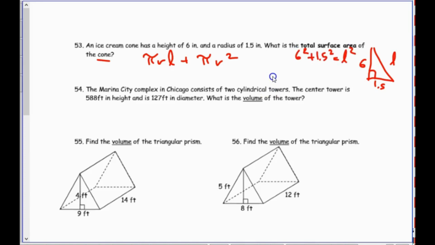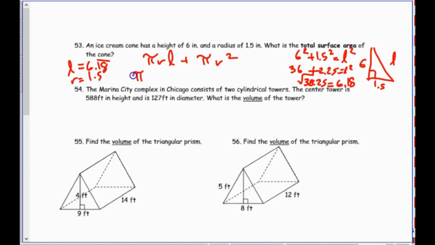So 6 squared, 1.5 squared, so it's going to be 36 plus 2.25. And then we're going to add them up, get 38.25. We're going to square root 38.25. It gives us 6.18. So L equals 6.18. And the radius we already knew was 1.5.